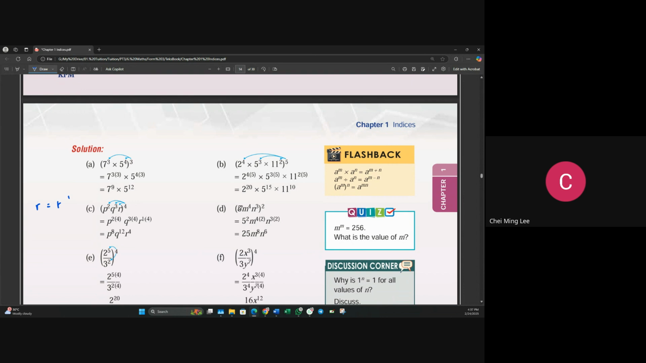Now how about this one? This one, the number factor will be powered as well. So 5 to the power of 2, m to the power of 4 times 2, n to the power of 3 times 2. So it becomes 5 square, 25, m to the power of 2 times 4, 8, n to the power of 3 times 2, 6.